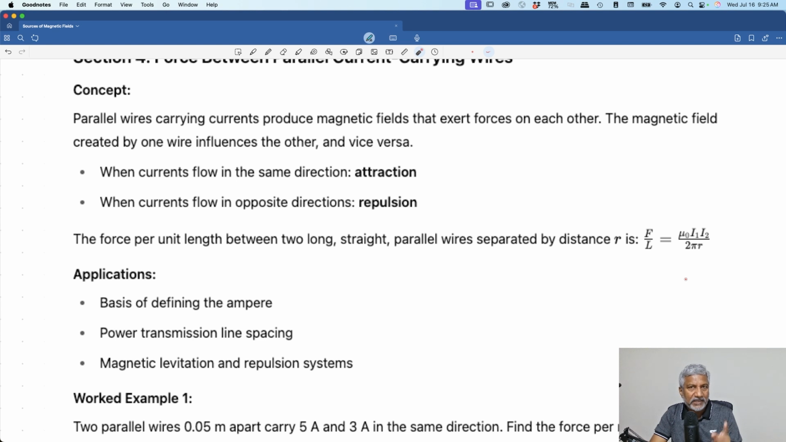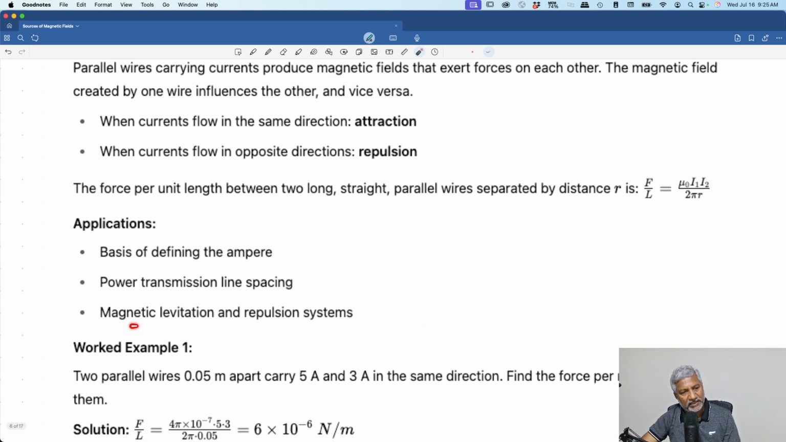So 1 ampere is that current which, when flowing through two infinitely long parallel conductors, creates a force of 2 times 10 to the negative 7 newtons on each one of them. So that is the basis of defining the ampere. And this is where we use magnetic levitation.